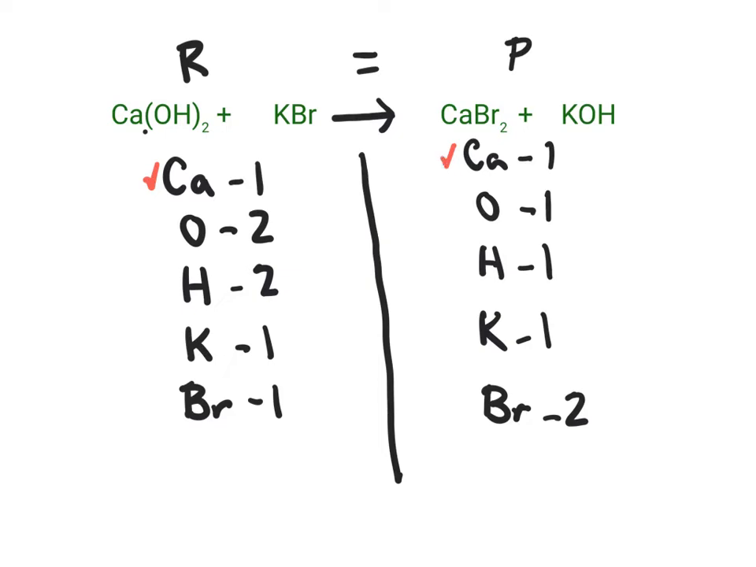Potassium is already done. But the rest are not. Oxygen has 2 in the reactants and 1 in the products. Same thing with hydrogen. And bromine is reversed, 2 in the products and 1 in the reactants.